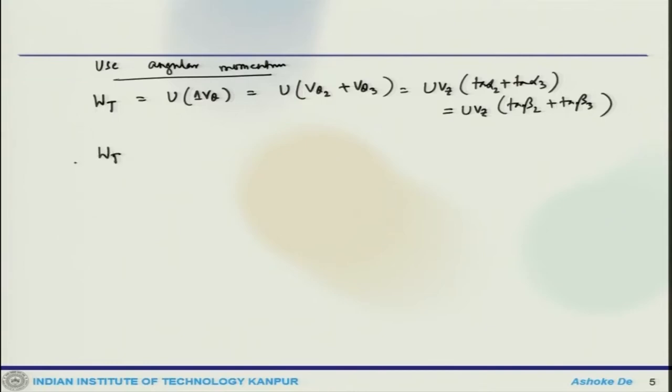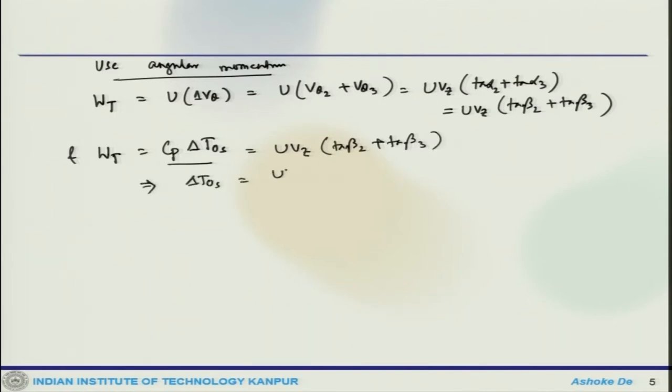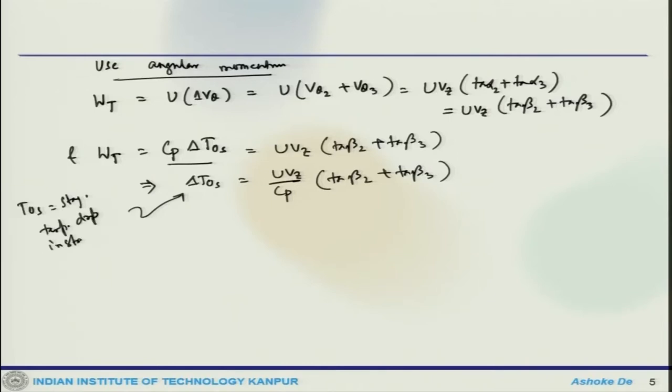So, this Wt is also Cp delta T0s, and this Cp delta T0s is U Vz (tan beta 2 plus tan beta 3). Then we get delta T0s equals U Vz by Cp (tan beta 2 plus tan beta 3). So, this is nothing but the T0s, the stagnation temperature drop in the stage.